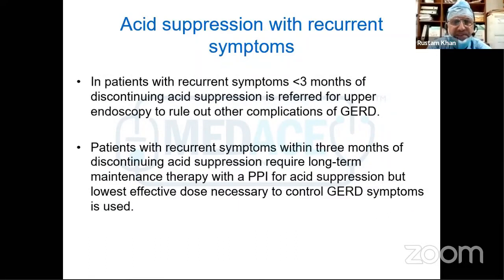If a patient has a recurrence earlier than 3 months after a 2 month course of PPI, then these patients require long-term maintenance therapy with PPI for acid suppression, but at the lowest effective dose necessary to control GERD symptoms.